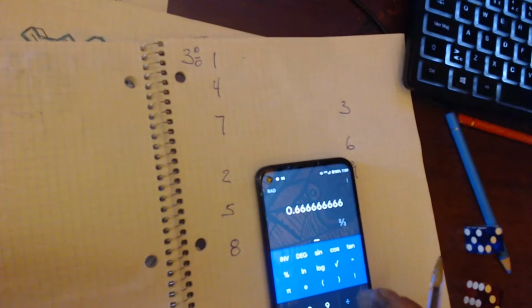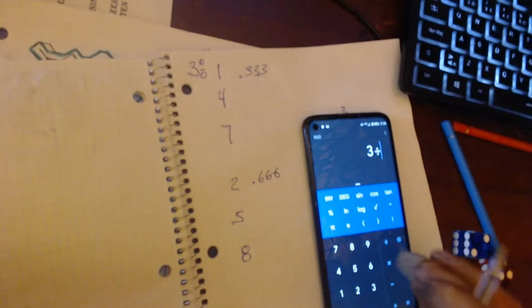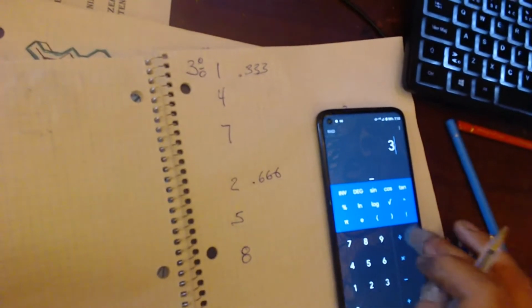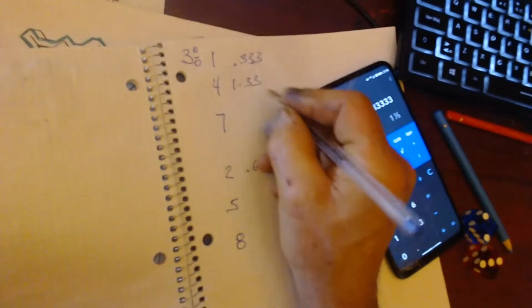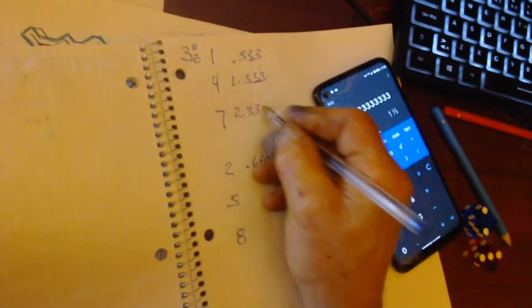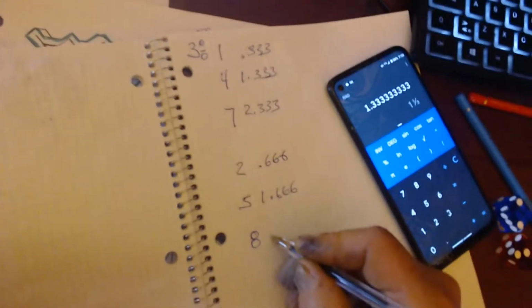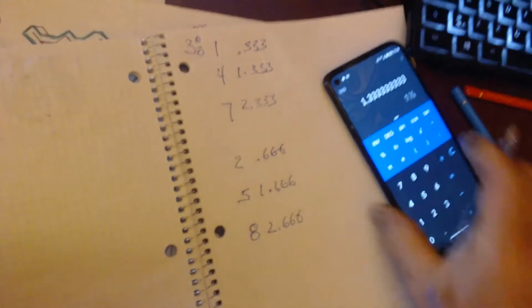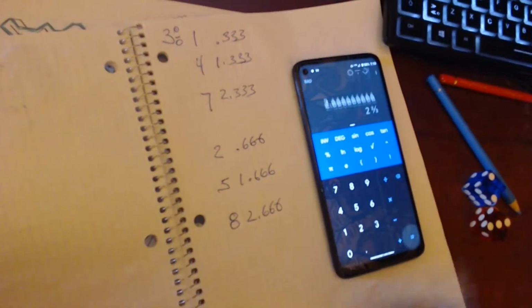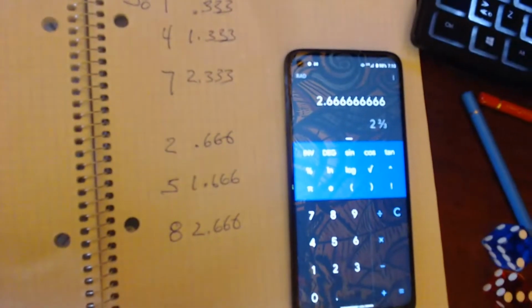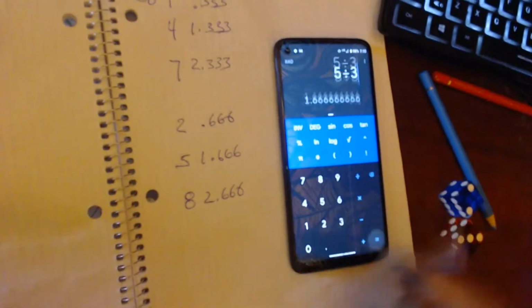Okay, we got all the sections coming up. Did I write that all out? You saw that? So 2 is 0.666. 1 was 0.333. 3 divided by, whoop, we're going to do that one last. Let me do 4. 4 divided by 3 equals 1.33. 7 divided by 3 is 2.333. 5 divided by 3 is 1.666. 8 divided by 3 is 2.666. So 8 divided by 3 equals 2.666, right? And 5 divided by 3 equals 1.666.